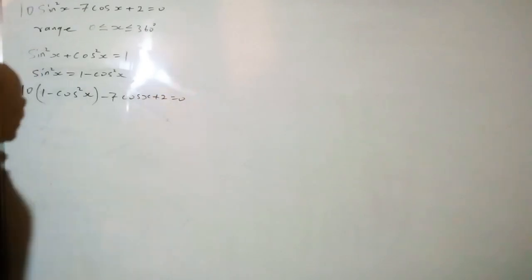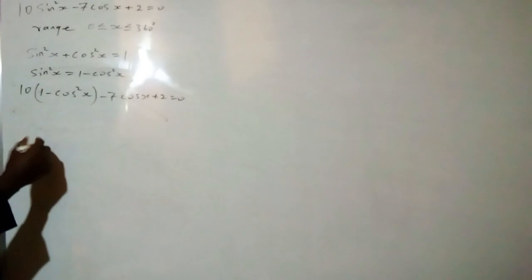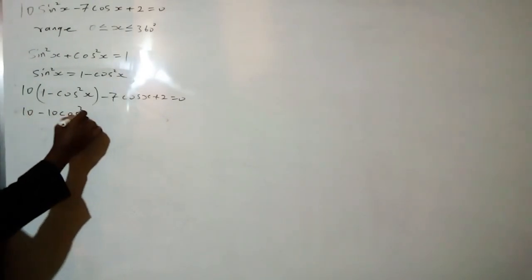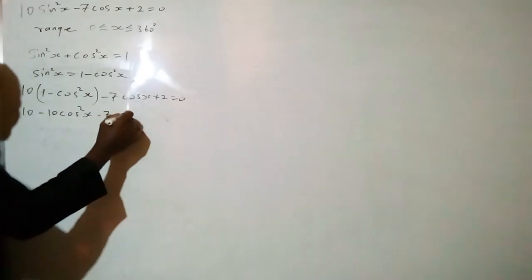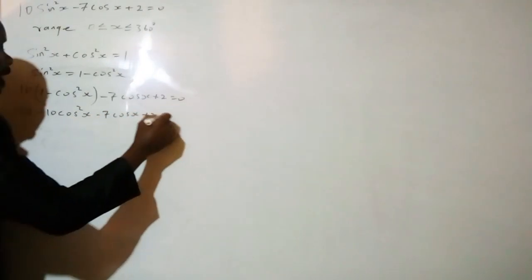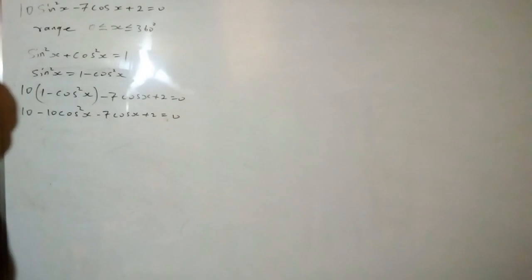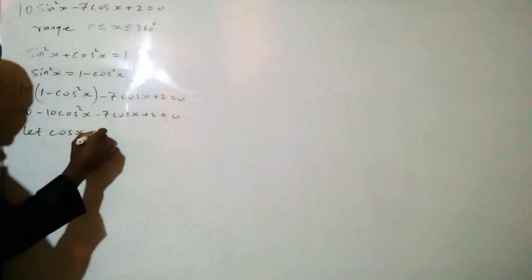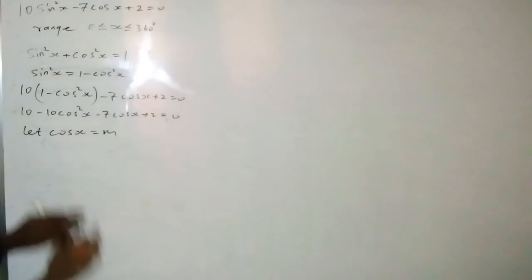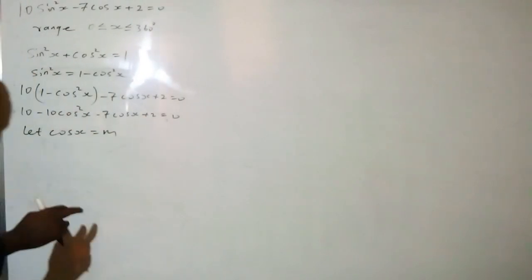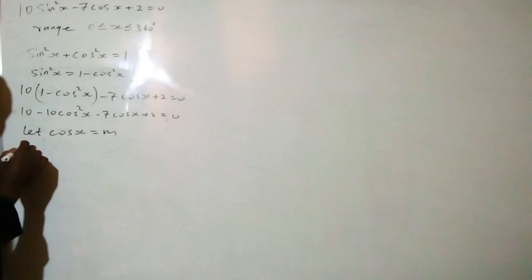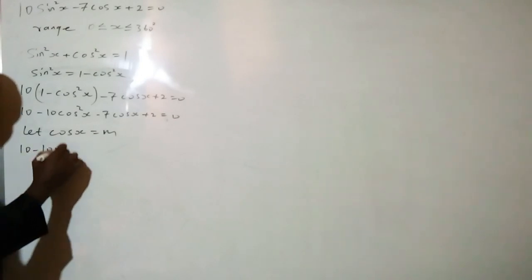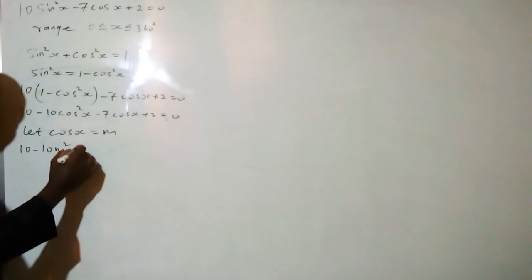Then you open the bracket to have 10 minus 10 cos squared x minus 7 cos x plus 2 is equal to 0. Like that, we can say let cos x be m, so that cos squared x will be m squared.